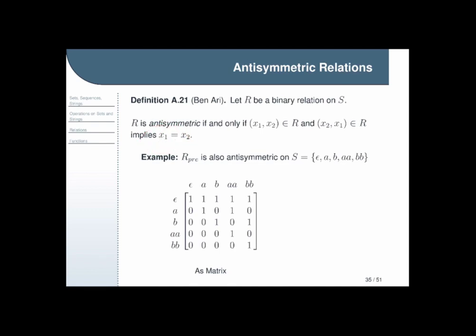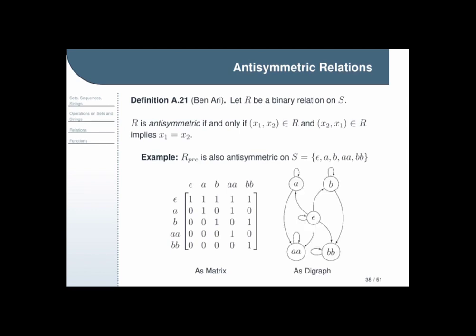It's x1 is x2. So we do have the case that epsilon is related to epsilon, and if you switch them, it's the same thing. And that's okay. That can be part of an antisymmetric relation because epsilon is equal to epsilon, right? But we can't have epsilon related to A and A related to epsilon as long as epsilon and A are not the same thing. And that's what antisymmetric means.